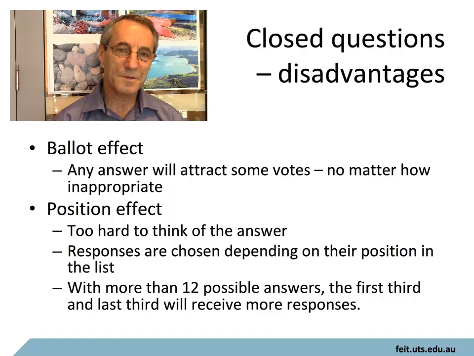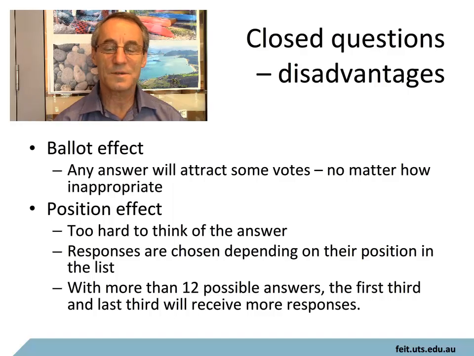Now, obviously, with market surveys, there's a great deal of interest in this and a great deal of study done on it. And we found with something like 12 possible answers, the first third and the last third receive more responses. The third in the middle is not evenly represented. So there are effects of the questions themselves.